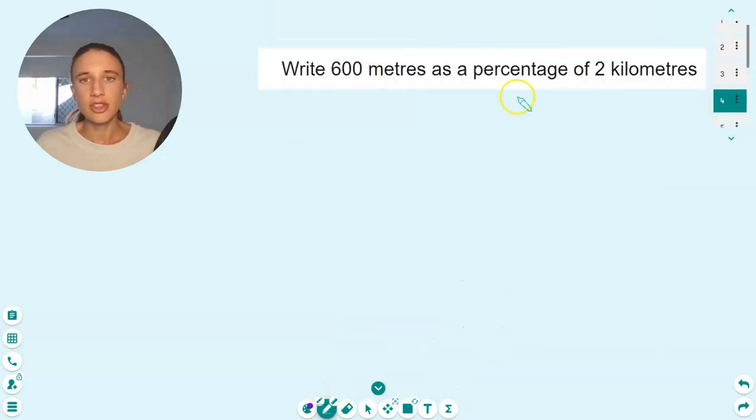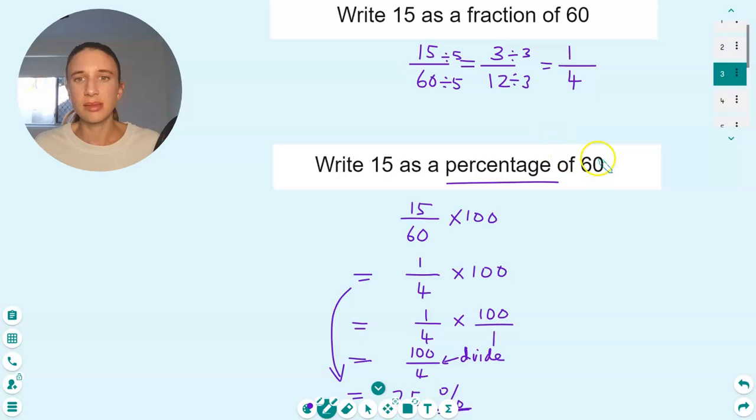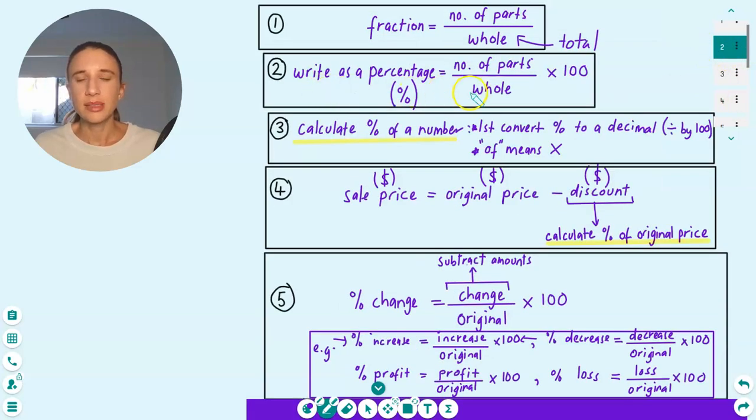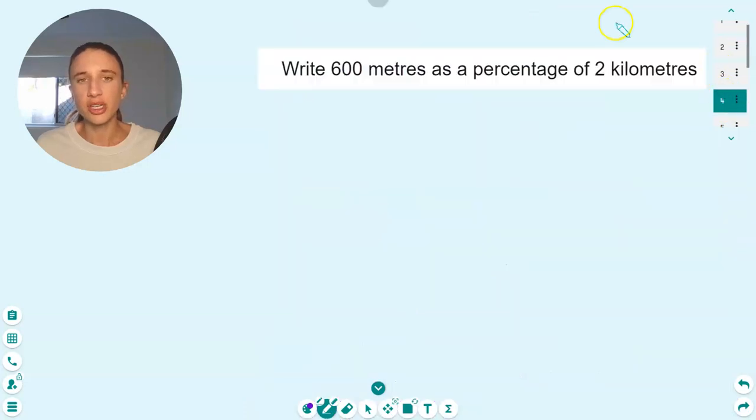So write 600 meters as a percentage of 2 kilometers. Writing as a percentage. So that's similar to this question here. Writing as a percentage, it's just the fraction times 100, and you need to have the same units. 2 kilometers is 2,000 meters. If you need to go back and look at the unit conversion video, then please do so.